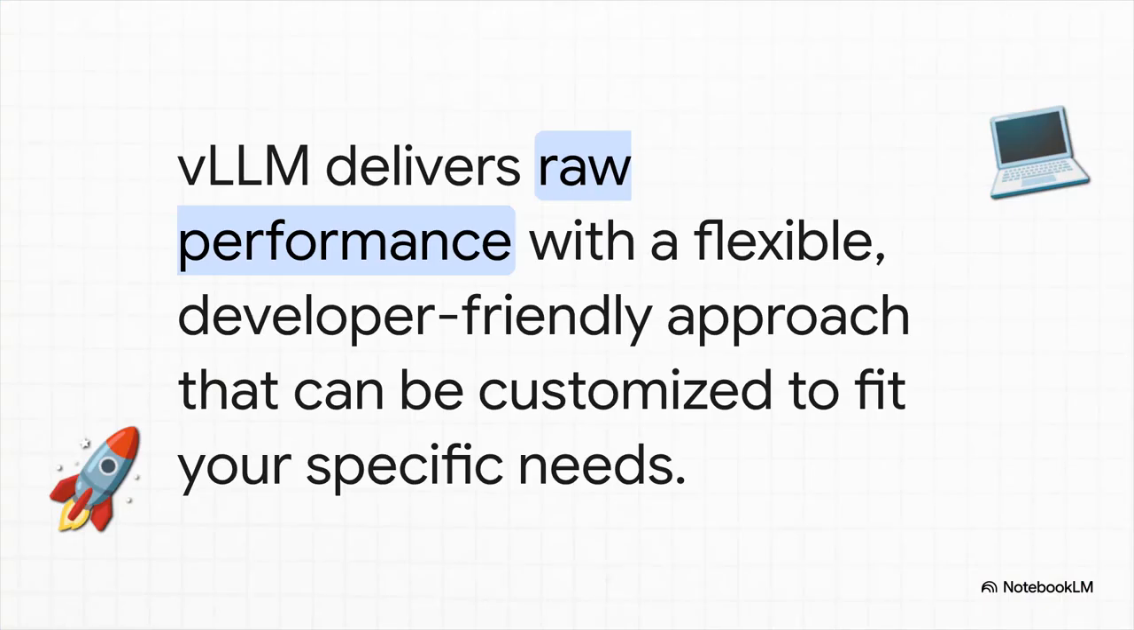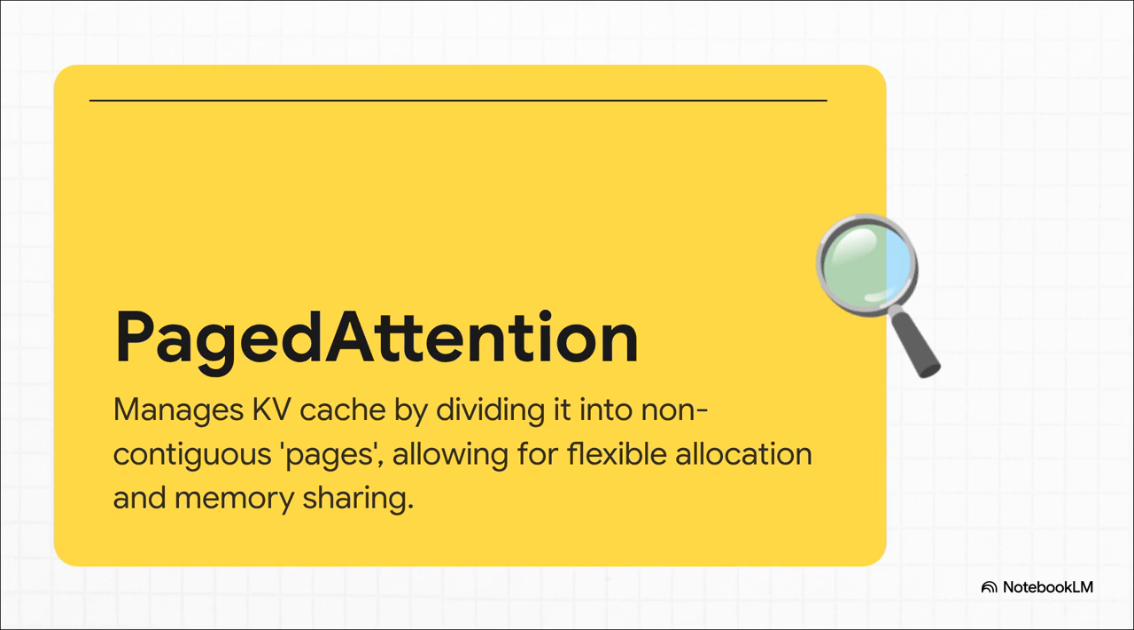But here's the cool thing about vLLM. Its whole philosophy is to give you that incredible blistering speed without forcing you into some rigid lockdown system. It's super flexible and really friendly for developers, which is why you see so many startups and research teams absolutely loving it. So how in the world does it get that speed?